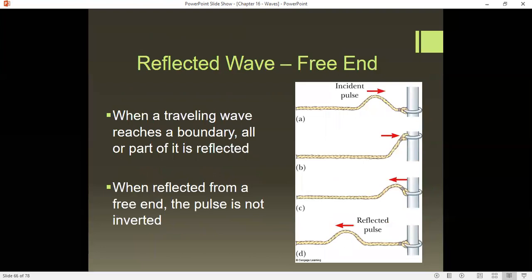If the end of the string is not fixed, you get no phase change.